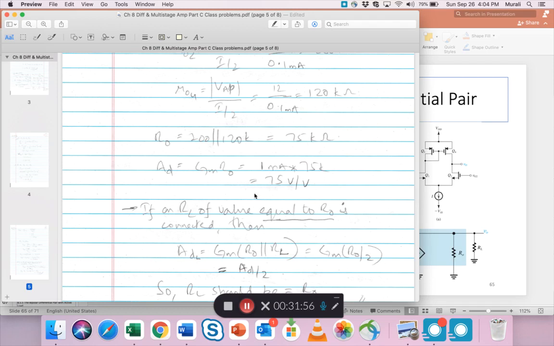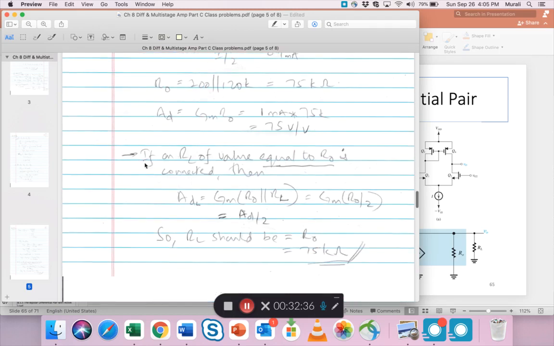So AD is this, 75. The differential gain is 75. One thing I want you to notice is, normally for single transistor amplifiers, NMOS and PMOS, your gain is always like 10 or 15, pretty low. But with a differential circuit, you'll see how high the gains are, right? With differentially input signals, you can get pretty high gains like this.